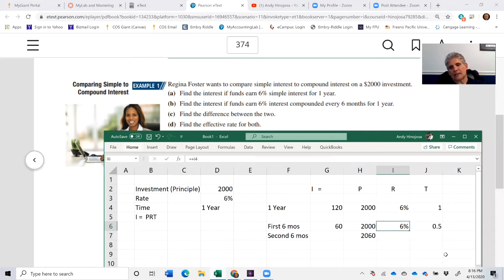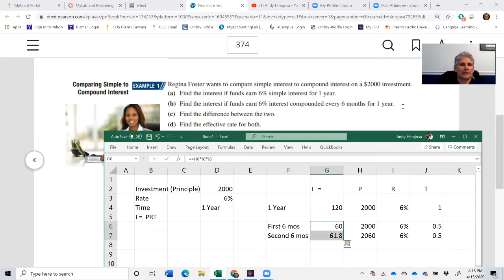The rate is still going to be the same. And the period, this is going to be for the second half, so that's going to be the same. The difference, now that the compounding effect is in play, is we're adding the amount of interest we earned in the first 6 months to the principal, so that now we're going to earn interest on top of interest. Now we're going to earn interest on the 2060 rather than just the $2,000.